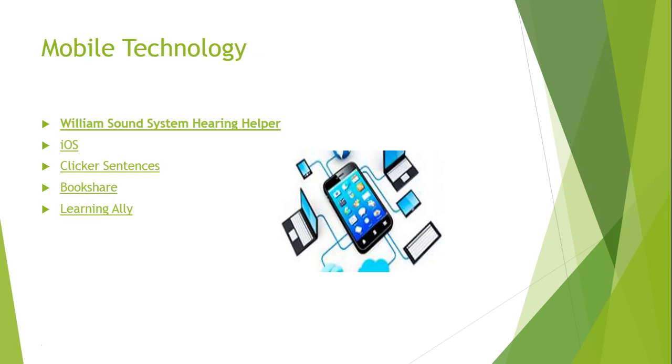Speaking of mobile devices, there are a couple of mobile assistive technology devices and apps that are available that you can use and incorporate within your classroom or your computer lab. If you are having class in the computer lab, you can also utilize these as well. The first one is the Williams Sound System Hearing Helper, and this is a very unique tool. And I'll click here and show you.